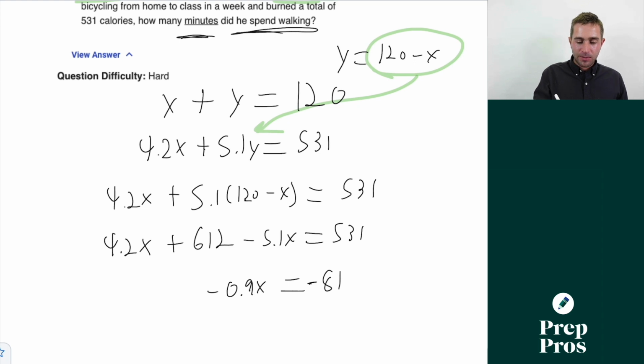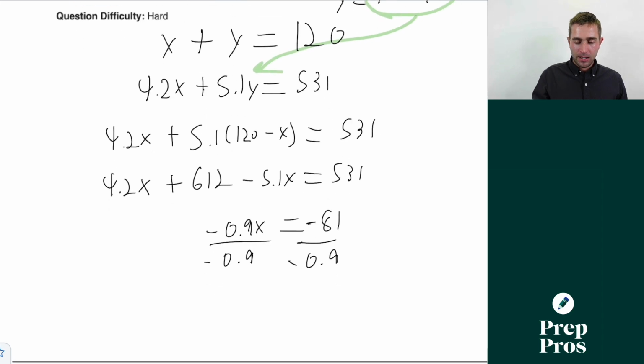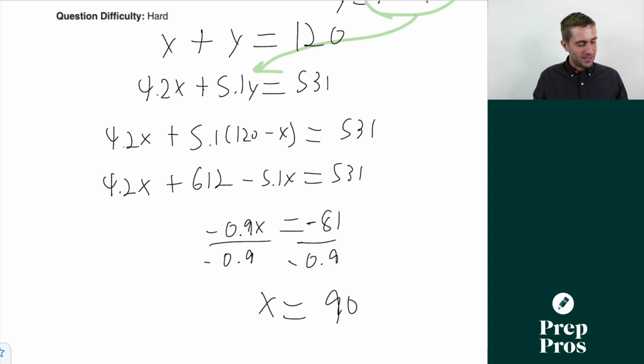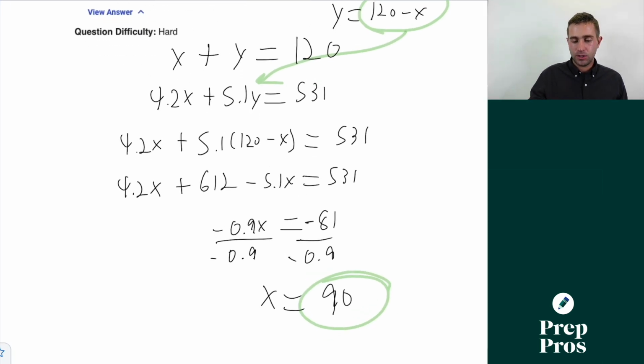And now we're simply going to divide both sides by negative 0.9, and this should give us that x equals 90. Once again, just to be safe, I'll go ahead and divide that. Yep, cool. And so our correct answer here is going to be 90. Definitely a challenging question there, though.